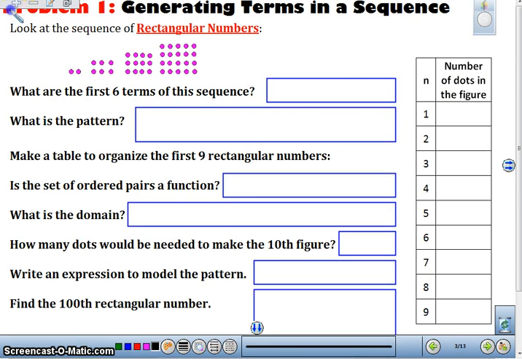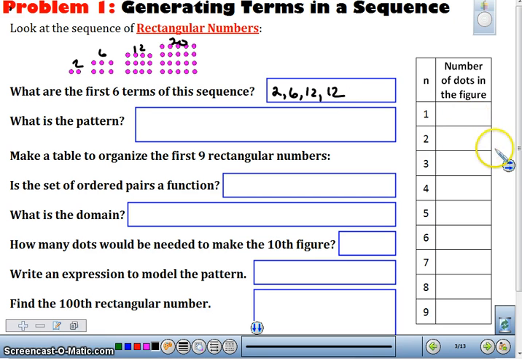As you look at problem 1, generating terms in a sequence, it says look at the rectangular numbers. First you see 2, then you see a 2 by 3, which is 6, then you see a 3 by 4, which is 12, and here you see a 4 by 5, which is 20. It asks, what are the first 6 terms in our sequence? The first rectangular number is 2, then we have 6, then 12, then 20.